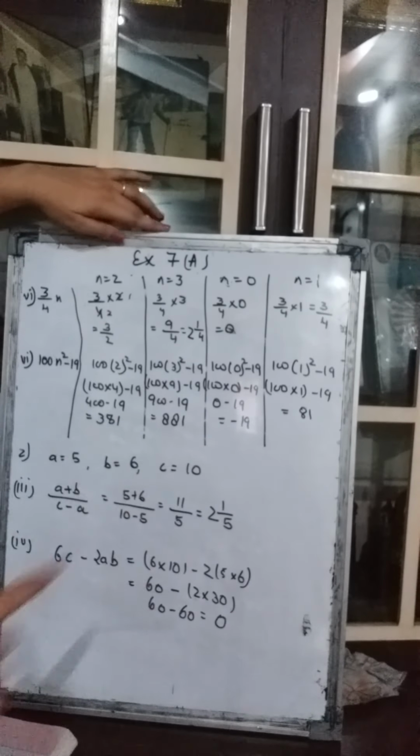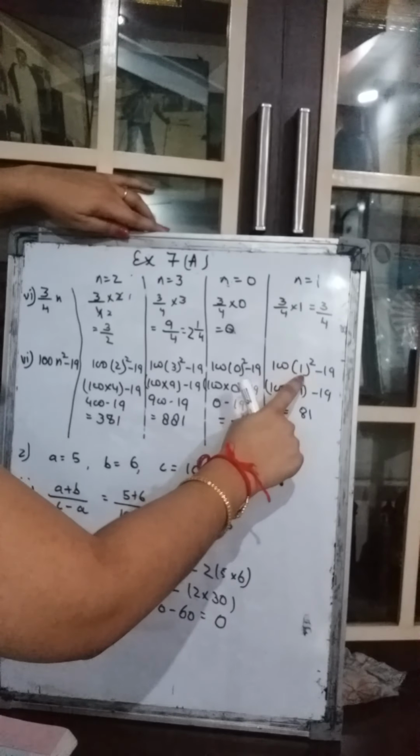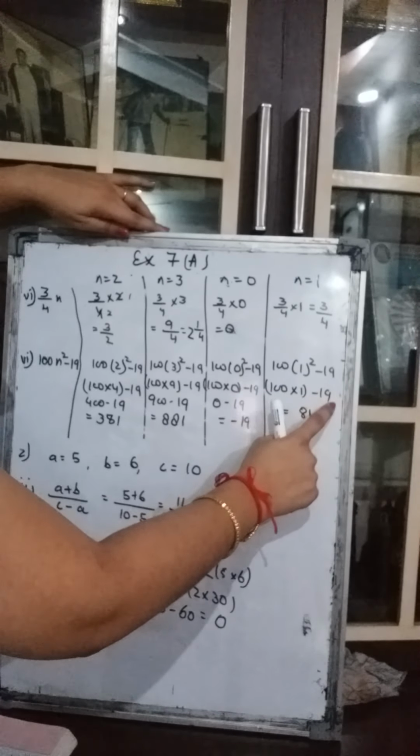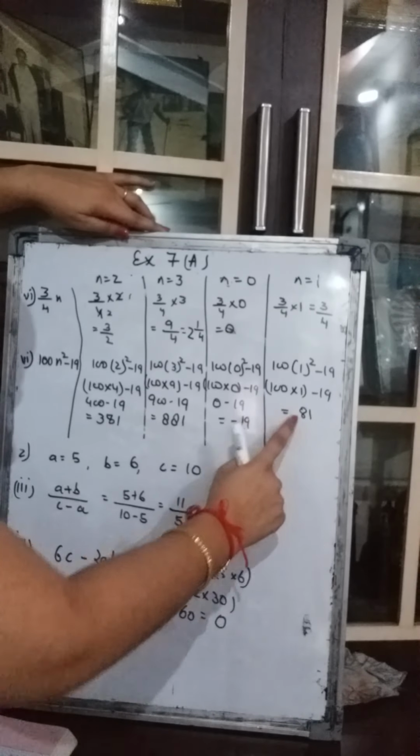Then we have 1. 100 into 1 square. 1 into 1 is 1 only. So 100 into 1 minus 19. That is equal to 81.